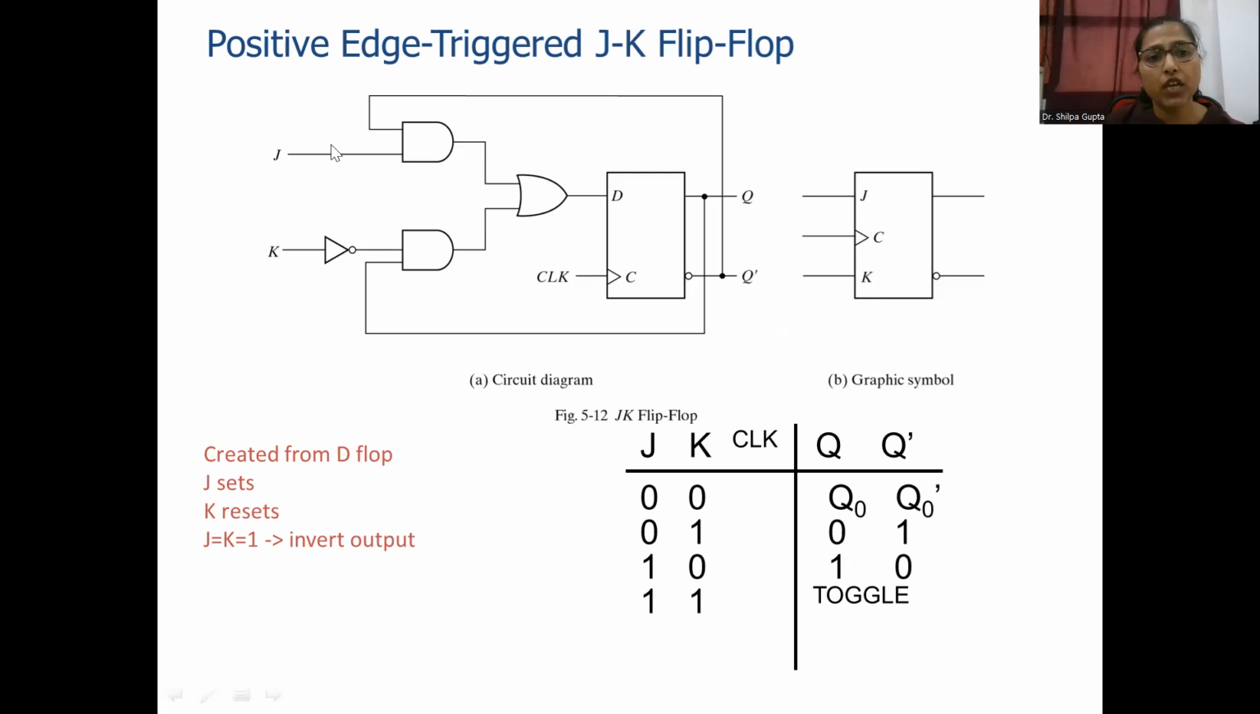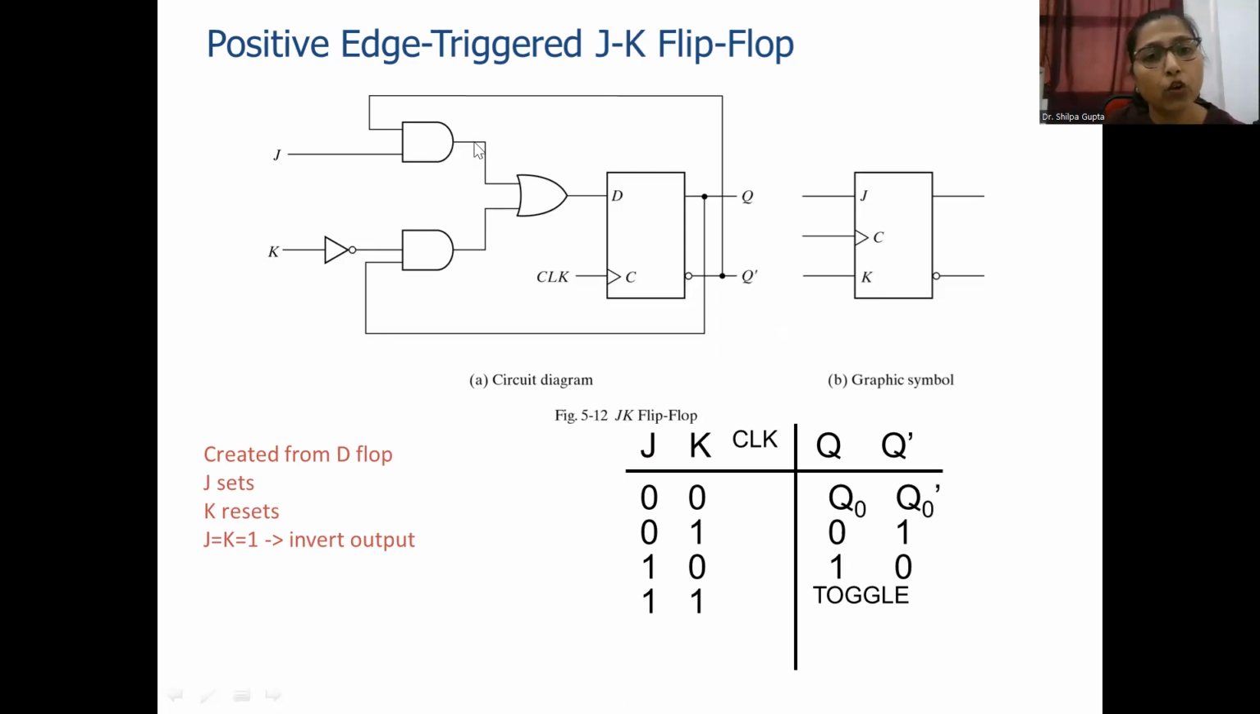Now another case, when J is 1 and K is 0. J is 1 means this will provide Q bar because it is connected to Q bar from here. So here it is Q bar, the output here it is Q bar. And if K is 0 in this case, it would be 1. The output here, the second output, that is Q. So it is Q bar and it is Q.